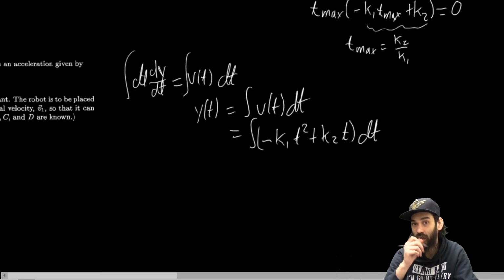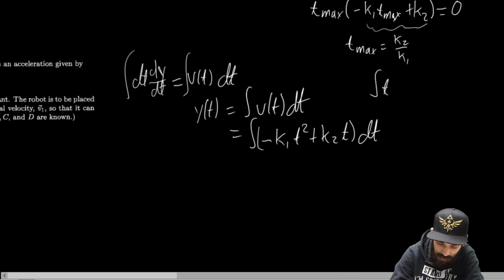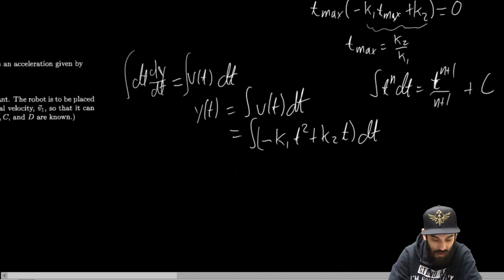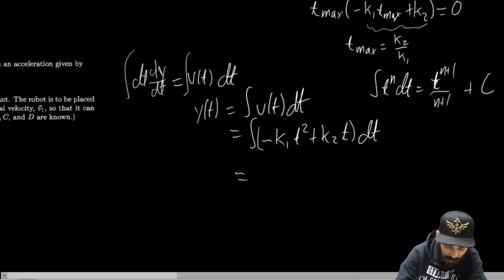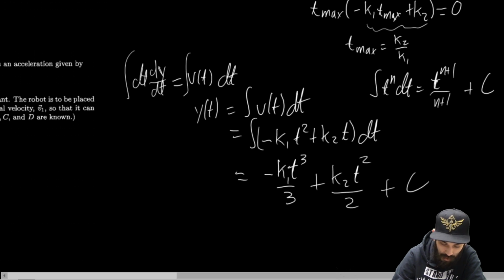And so this tells me that y of t is going to be equal to the integral of v of t dt, which is the integral of minus k1 t squared plus k2 times t. Let's put some parentheses and a dt. Now, the integral of the sum is equal to the sum of the integrals, so we can just do this integral term by term. Using our rule for integrals of powers, the integral of t to the n dt is equal to t to the n plus 1 over n plus 1 plus some constant of integration. So let's apply that right here. This is going to be equal to minus k1 t cubed over 3 plus k2 t squared divided by 2 plus a constant of integration.